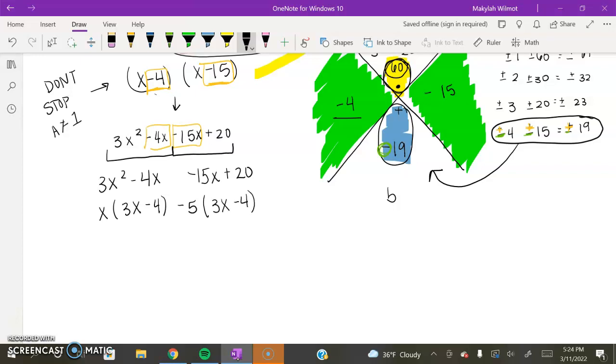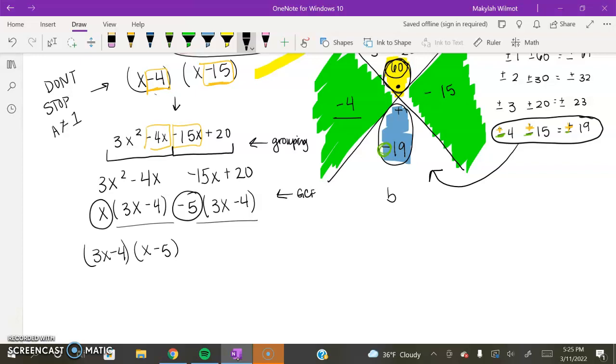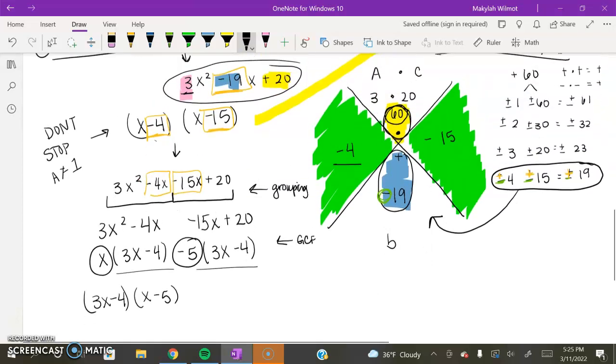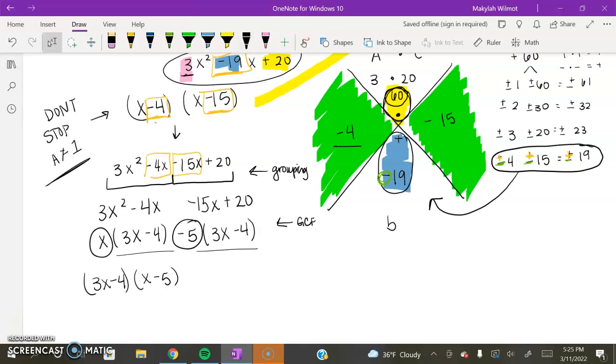Look at that. So now, where we just factored by grouping, we can use greatest common factor here. Look at that. There is a 3x minus 4, and then x and -5 are left over. And that right there is the finished answer. Like I said, if a equaled 1, we could have stopped there, but because it doesn't, we have to account for this 3, and that's what this is.